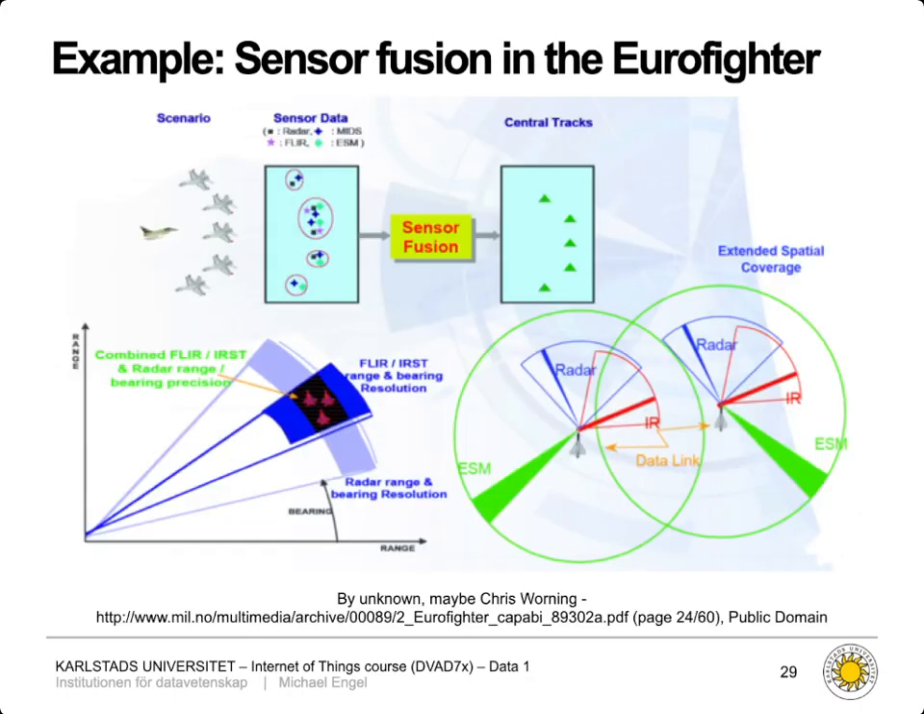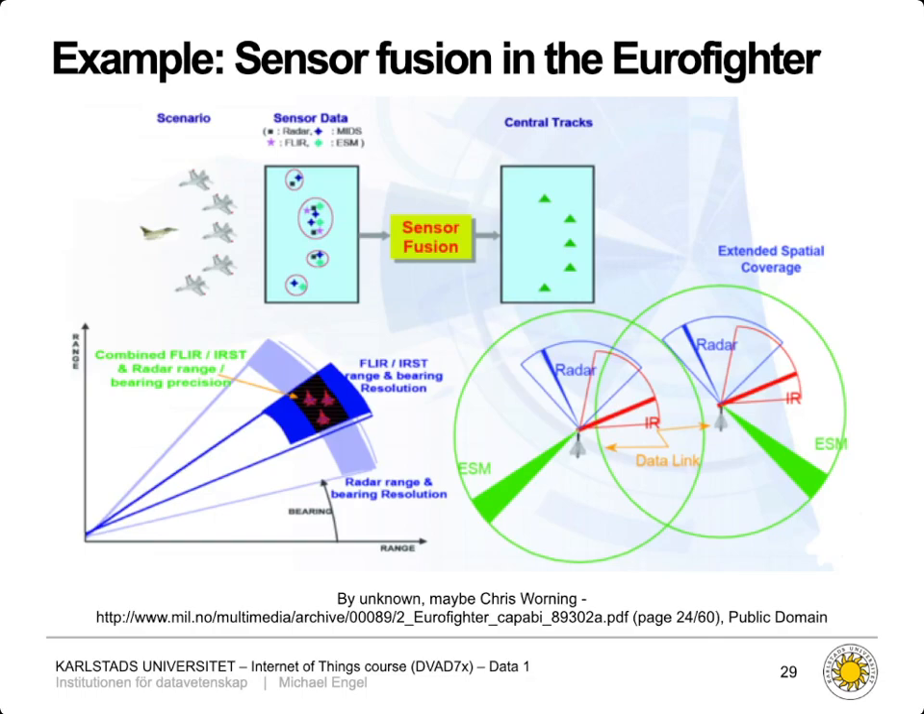Here we have an example of the Eurofighter fighter plane, and this has a large number of sensors. You see on the lower left-hand side that these sensors actually cover different ranges. So fusing these sensors makes sense. You have a fast, large range infrared sensor, which is this dark blue narrow triangle in the middle. It just doesn't have a large angle. It doesn't have a great resolution.